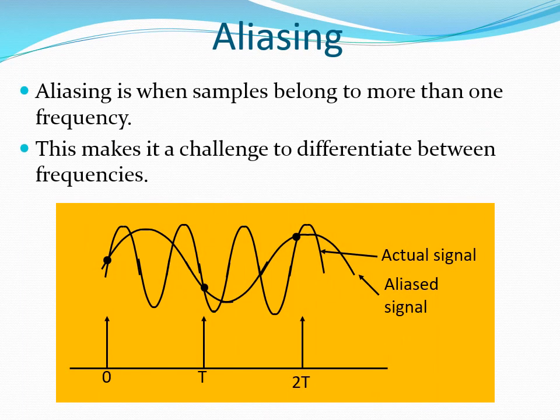Aliasing is when samples represent more than one frequency. As an example, using the diagram shown, we have 3 samples and 2 frequencies. The 3 samples belong to both the frequencies. So given those 3 samples, it is difficult to tell which of the 2 signals is being represented. So aliasing will make it a challenge to differentiate between frequencies when there's need to do so.